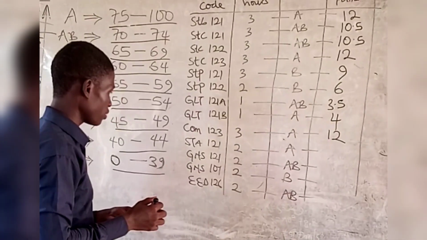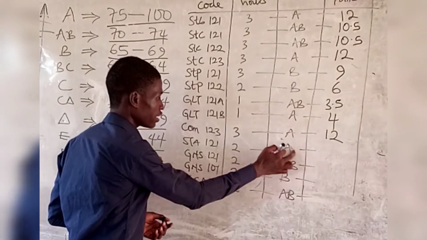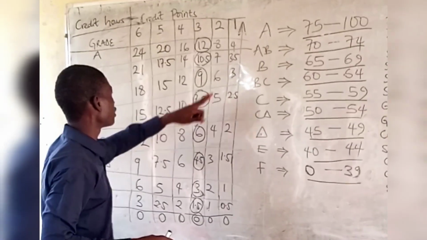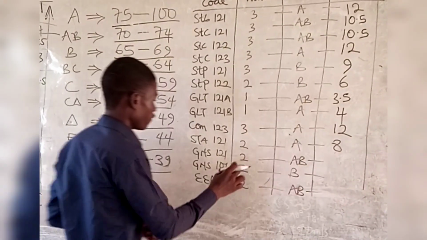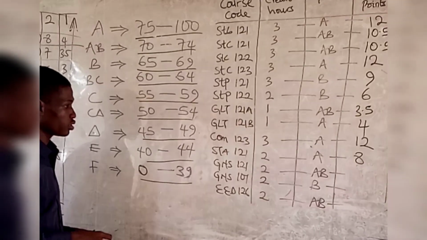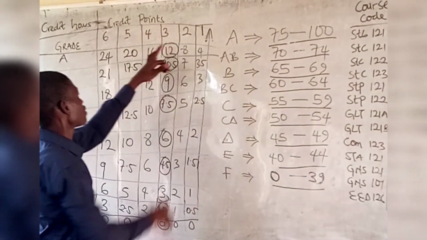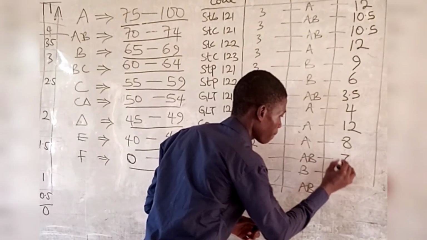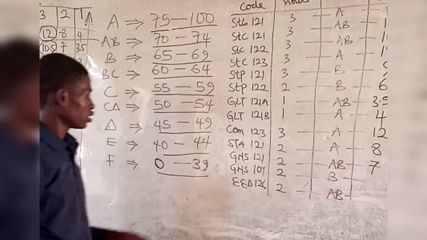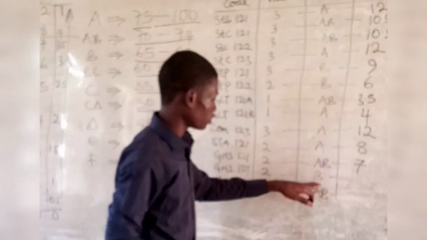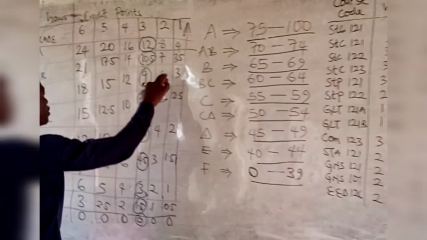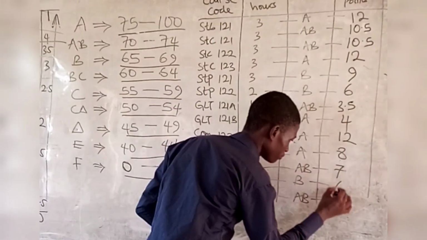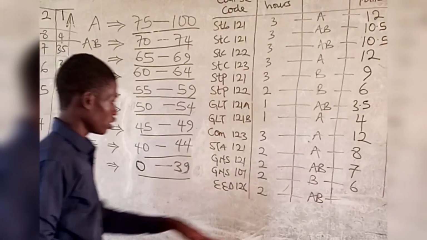So the remaining courses are basically 2 credit units. The student made an A here. So I'm going to trace it from the charts, 2 credit units, and A grade is 8. So I'm going to input it in here. GLS 121 is also a 2 credit unit, as I told you, and the student made an AB. So I'm going to trace it also, 2 credit units AB. The point is 7. So I'm just going to input it here. Then GLS 101 is also a 2 credit unit, but here the student went a little bit below and scored a B grade. So I'm going to check 2 credit units, B grade, that's 6. So I'm going to put it here. Then also 2 credit units, AB grade.